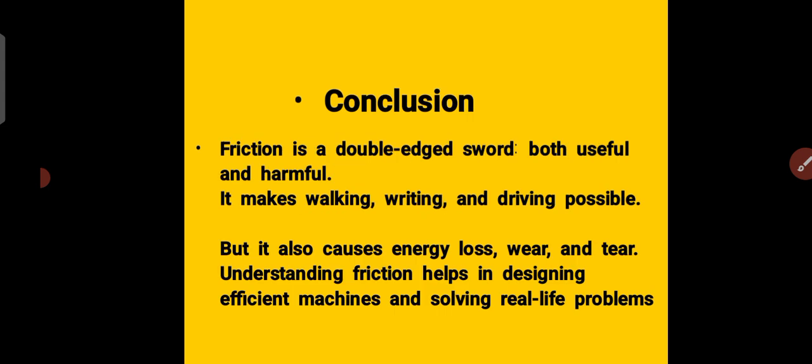Now, in conclusion, friction is a double-edged sword, which can be both useful and harmful. But it is necessary for us to study it in order to help us in designing efficient machines and also to solve real life problems. Because by understanding the principles of friction, we can know what to do in order to overcome friction. Though we cannot really overcome it totally, we can find a way to ensure that we reduce it drastically and thus solve our real life problems.